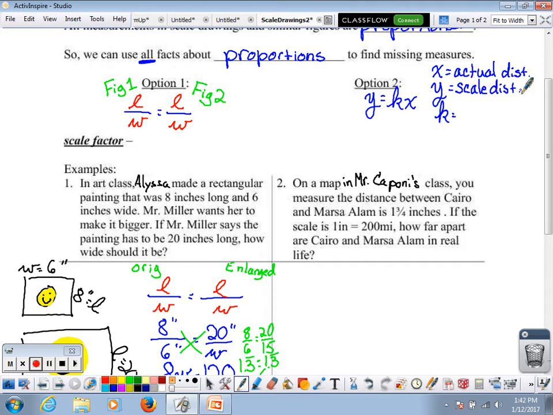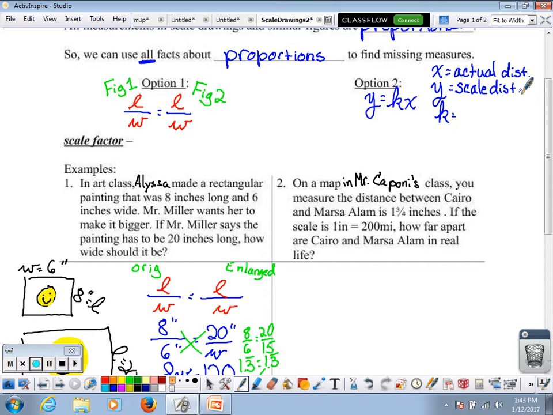So think about a map. A map is a scaled down version of an actual place. The actual distance in the real world would be x. The distance on the map, that tiny little couple of inches on a map, that's going to be your y. The actual distance is in the real Earth. Y, the scale distance, is on that picture, holding up a ruler to that picture.